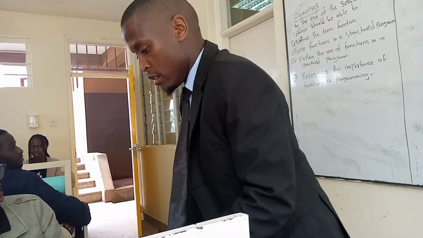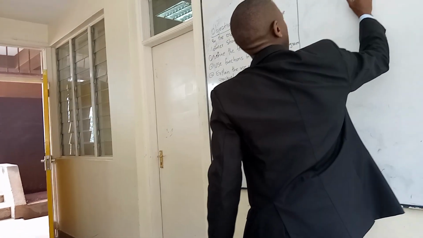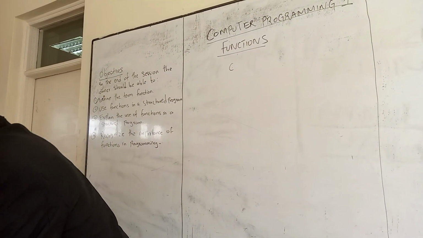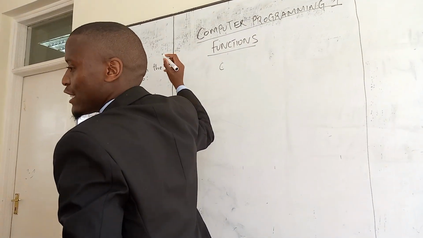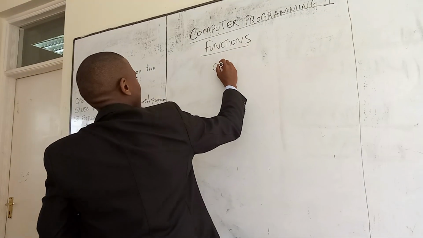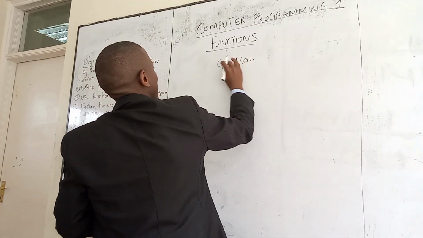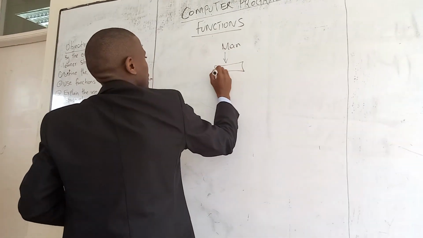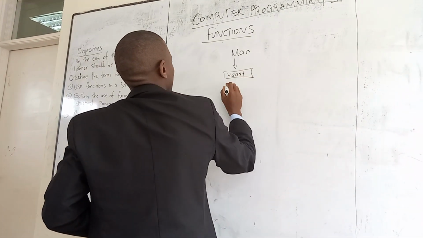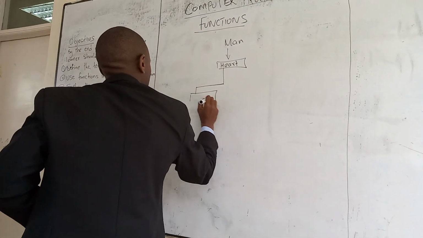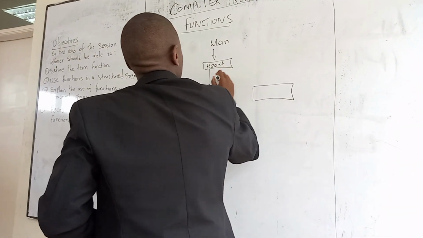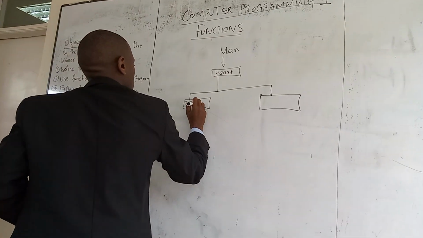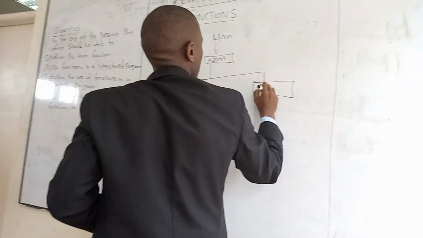Now, by function, when God was designing man, remember God is the greatest programmer, and he designed a program called man. He designed a program called man, and inside man, he gave him what we call a heart, and under the heart, he put functions and procedures.